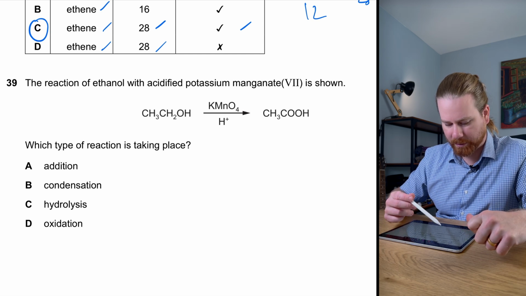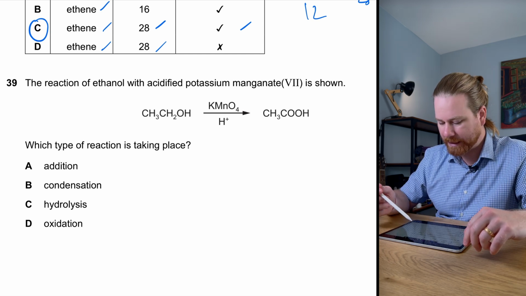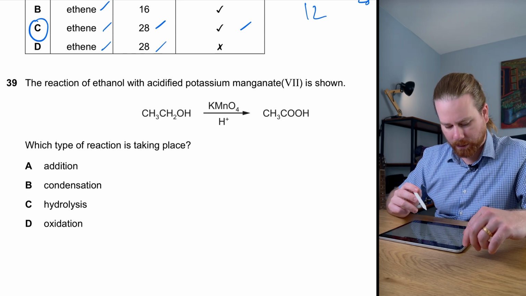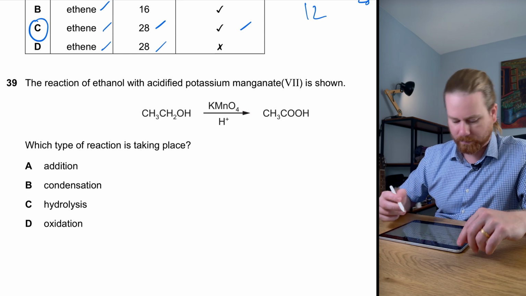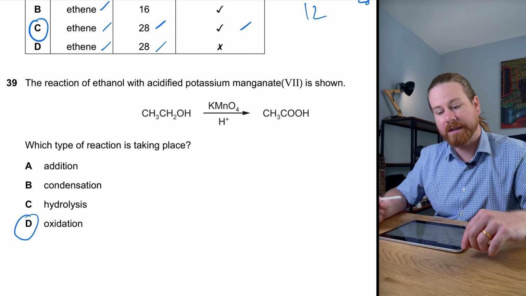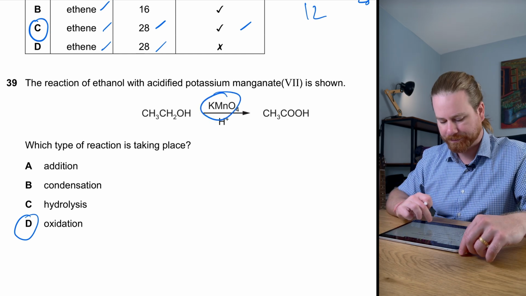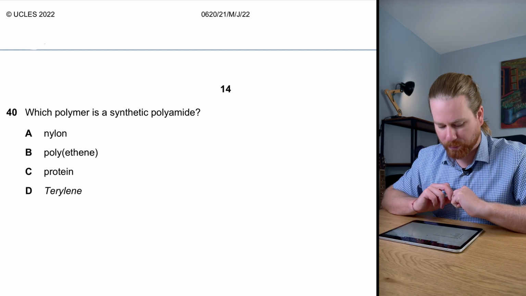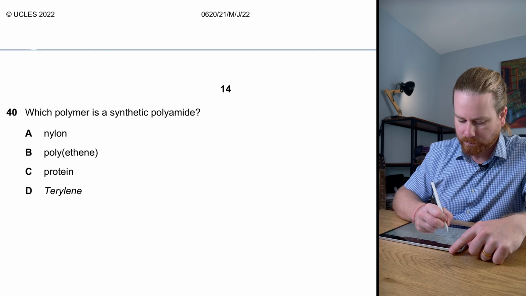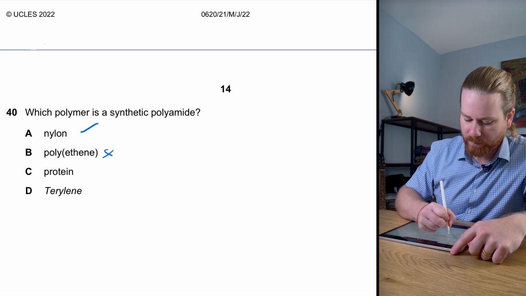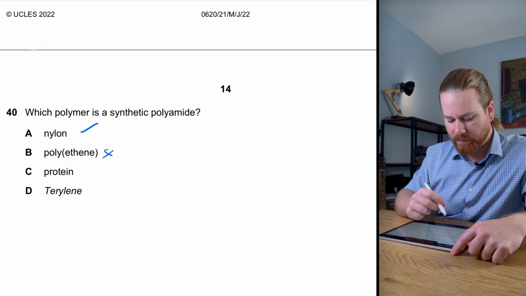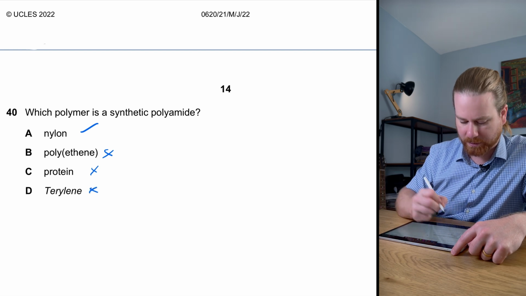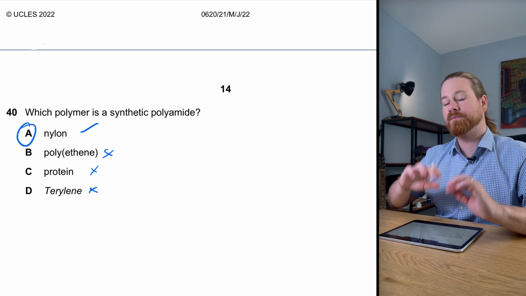Okay, we have our reaction here, so we've got ethanol reacting with acidified potassium permanganate. So we're going from ethanol to a carboxylic acid. Well, I guess this is just something you need to know. So this is an oxidation reaction, and we are using an oxidizing agent. And our final question, which polymer is a synthetic polyamide? Well, it is nylon, but it's not this, because this is not a polyamide. This is a natural polyamide, and this is just another example of an addition polymerization. So it has to be nylon.